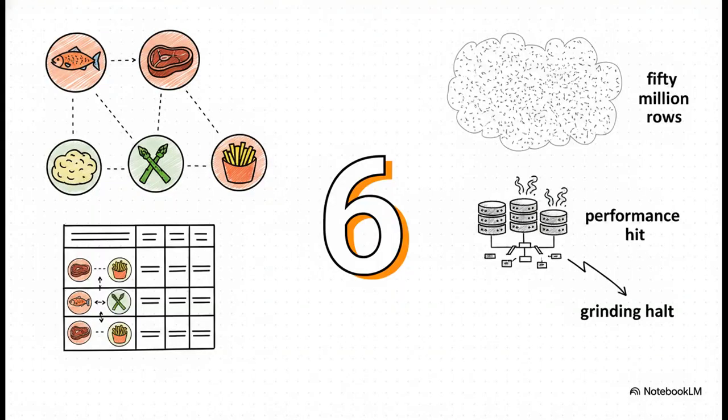This brilliantly illustrates the multiplication effect. Our 2 mains multiplied by our 3 sides generates 6 total combinations. The database pairs the salmon with the mash, the asparagus, and the fries. Then it turns around and does the exact same thing for the ribeye.